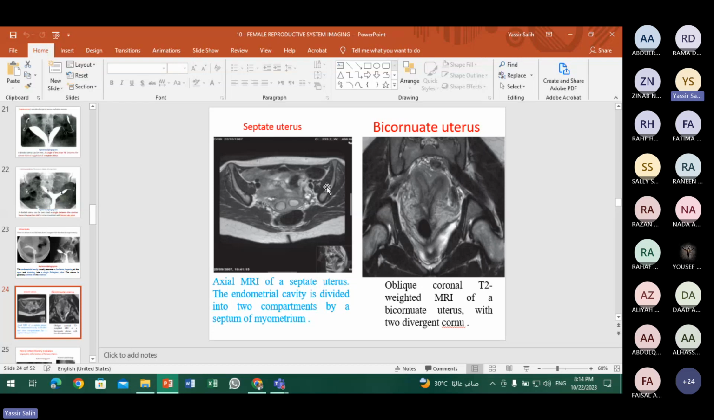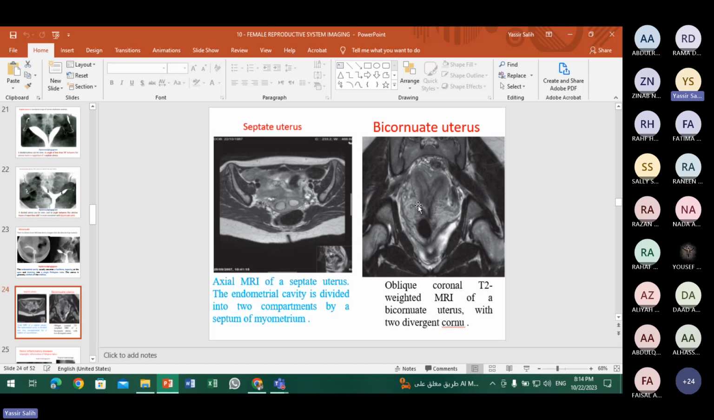This is an axial MRI. You can see the rectum and the uterus, and the endometrial cavity is divided into two compartments by a septum. This is a septate uterus. You can follow the sections above and below to see the angle, but this is one section. The important thing is the compartments are separated by this septum in between.